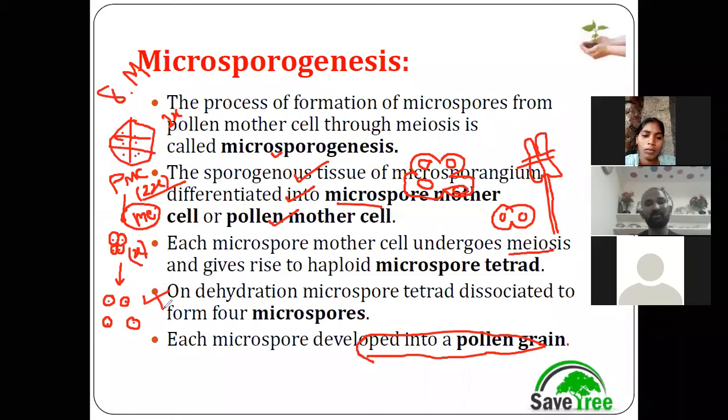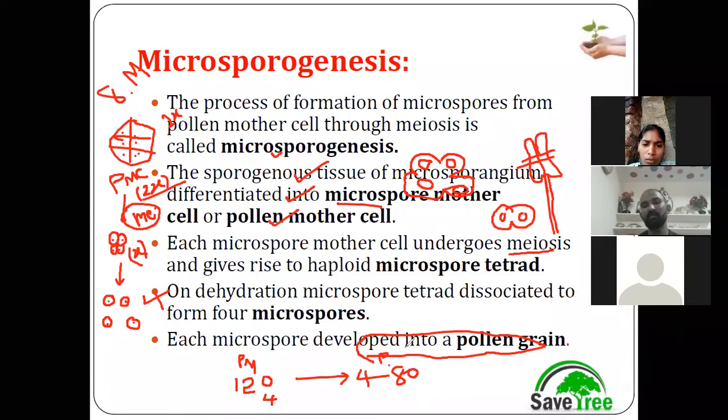So the two marks questions will be asked like that. If a sporangium contains 120 microspore mother cells, how many pollen grains are produced here? Each one produces four. The 120 produces 120 into 4. How many is it? 480. 120 into 4 is 480. So these are pollen mother cells, which undergo meiotic division and produce the pollen grains.